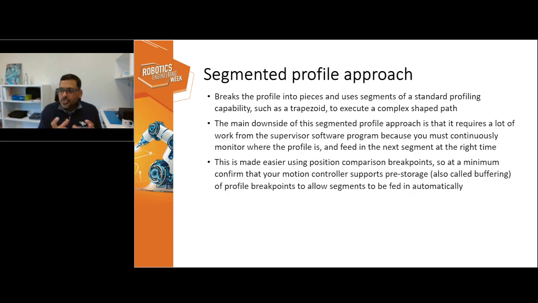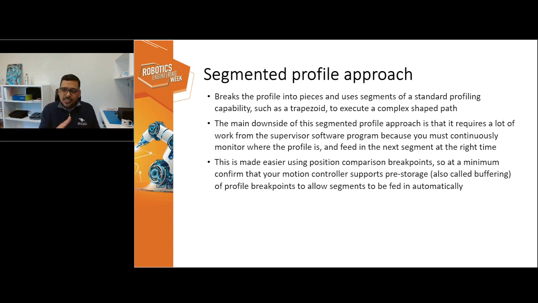The other approach people have taken is a segmented profile approach. They take a path and segment it into really small chunks of motion. You break them into pieces and then try to fit them into a standard profile, like a trapezoid, to create a complex shape. As you can see, the main downside is there's a lot of supervisory software required. You have to know when you've completed one segment and when you're supposed to move to the next segment. And it's not as smooth as a true inverse kinematics motion.